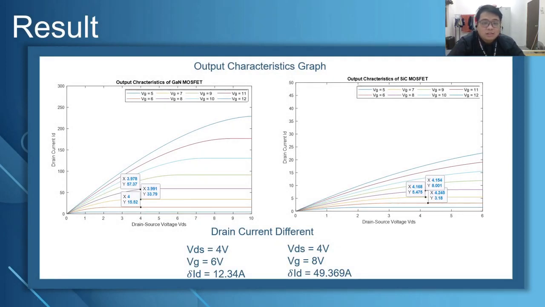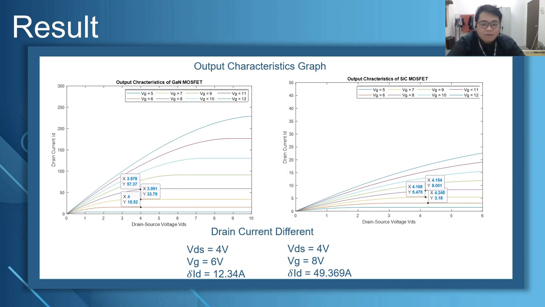The first thing is the output characteristic graph. We can see that the left-hand side is the output characteristic graph for the gallium nitride MOSFET, and the right-hand side is the output characteristic of the silicon carbide MOSFET. In the overall graph, at about gate voltage 12, the drain current can achieve more than 200 amperes, while for the silicon carbide MOSFET at gate voltage 12, it can only achieve about 15 to 20 amperes. So we can see that the gallium nitride MOSFET has the potential to generate more drain current.